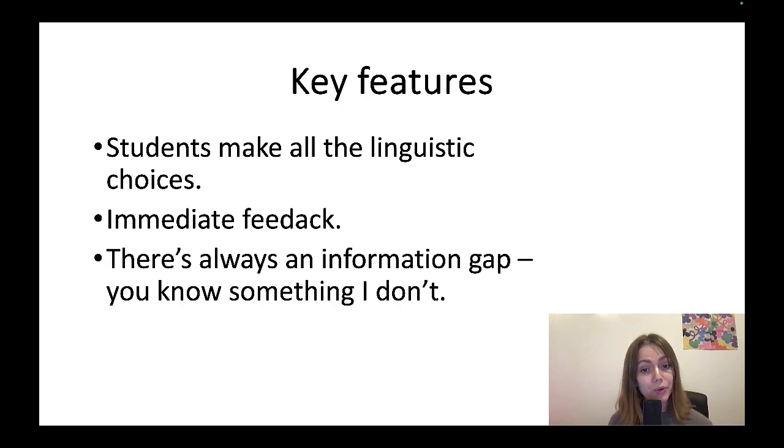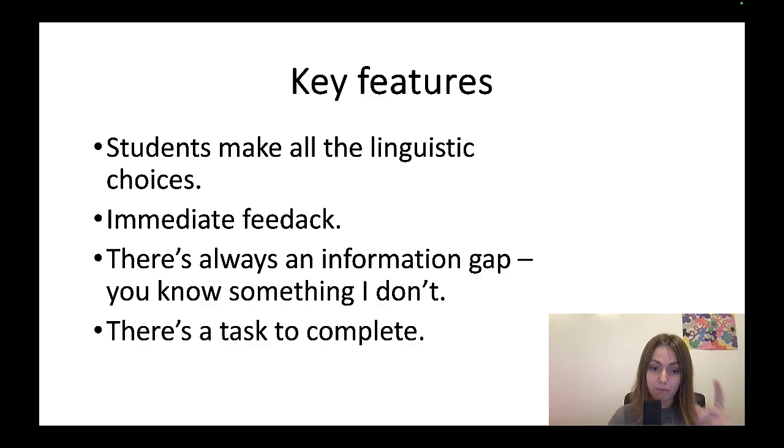There's also always an information gap of some sort. So my partner knows something that I don't know, and there's always a task to complete. And because my partner knows something I don't know, there's no way I can complete this task on my own. So there is a real reason for me to interact with this person.